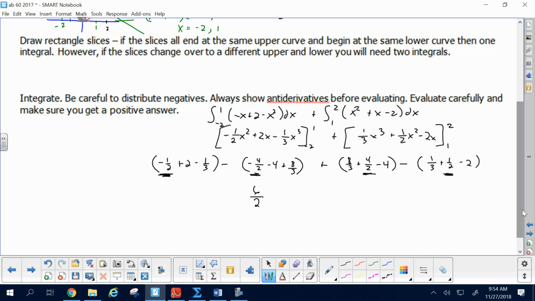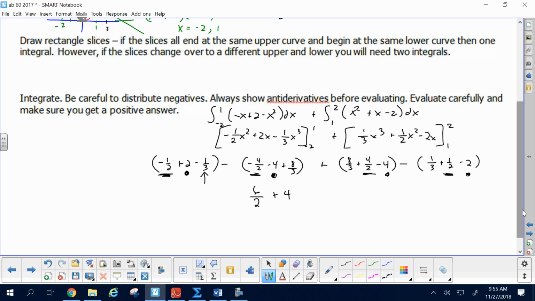Okay. The constants, or the wholes rather. So I'm getting 2 plus 4. Once you distribute the negative, 2 plus 4 is 6. Minus 4 is 2. Plus 2 is 4. I'm good with 4. All right.